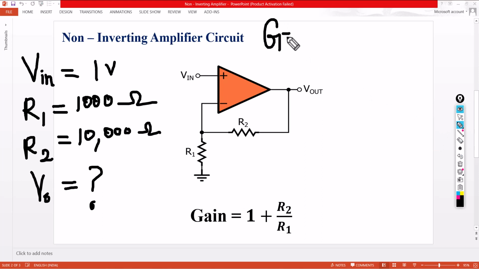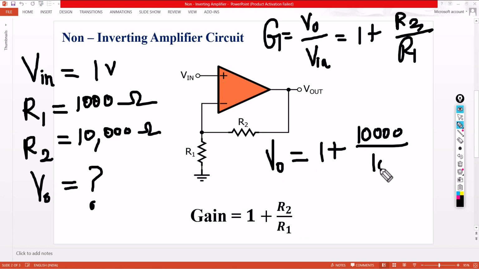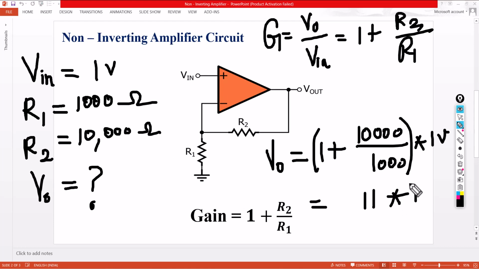The gain is given by V0 divided by Vin, which is equal to 1 plus R2 divided by R1. So now you can easily calculate V0. V0 is equal to 1 plus R2, which is 10,000 ohms, divided by R1, which is 1000 ohms, multiplied with Vin, which is 1 volt. So you will get V0 as 11 multiplied with 1. So at last you will get V0 as 11 volts.